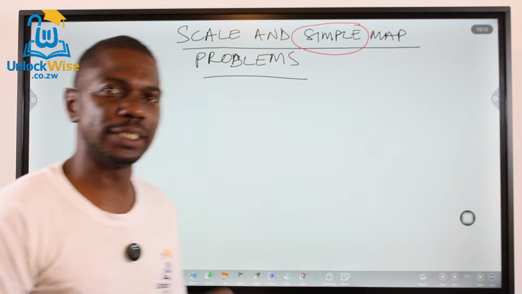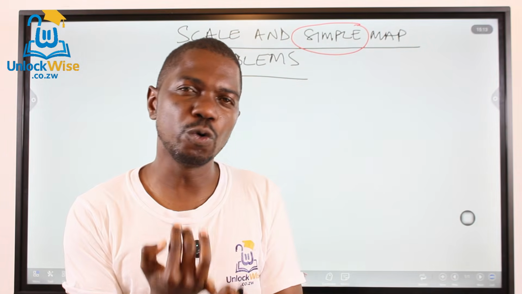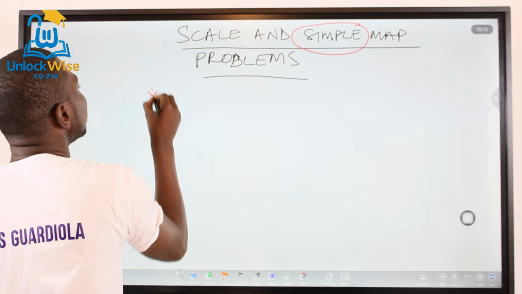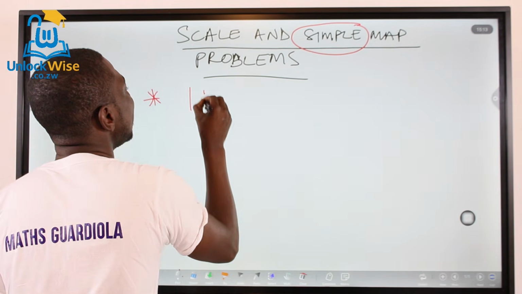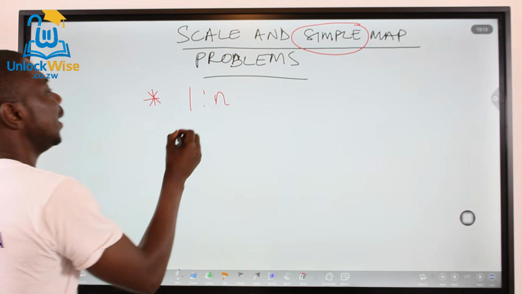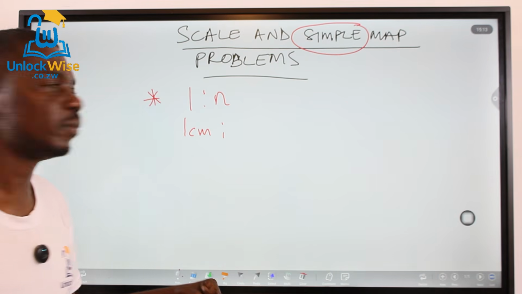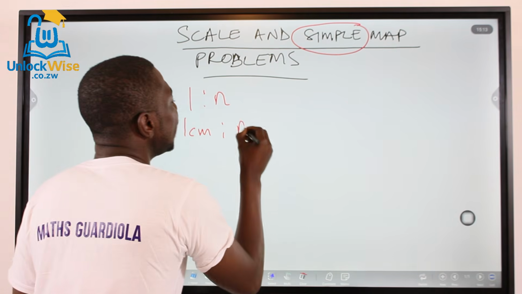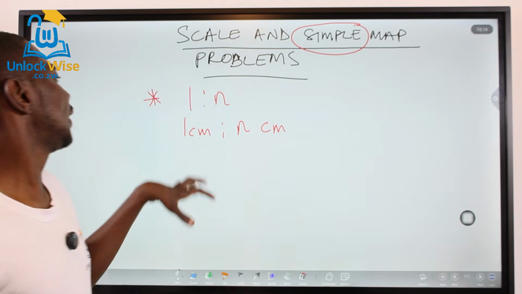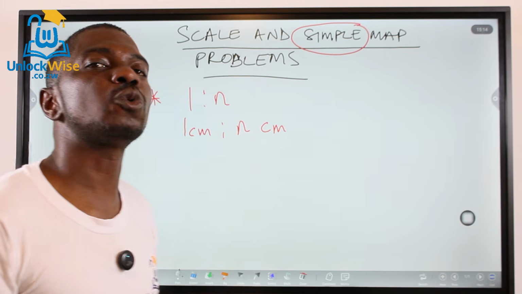So what I want you to understand is there are basically 4 concepts you need to know. One, you will be asked to express the scale in the form 1 is to n. Now, what this means is for every 1 centimeter on the map, it is representing 10 centimeters on actual ground, right? 1 centimeter is representing 10 centimeters on actual ground, right?